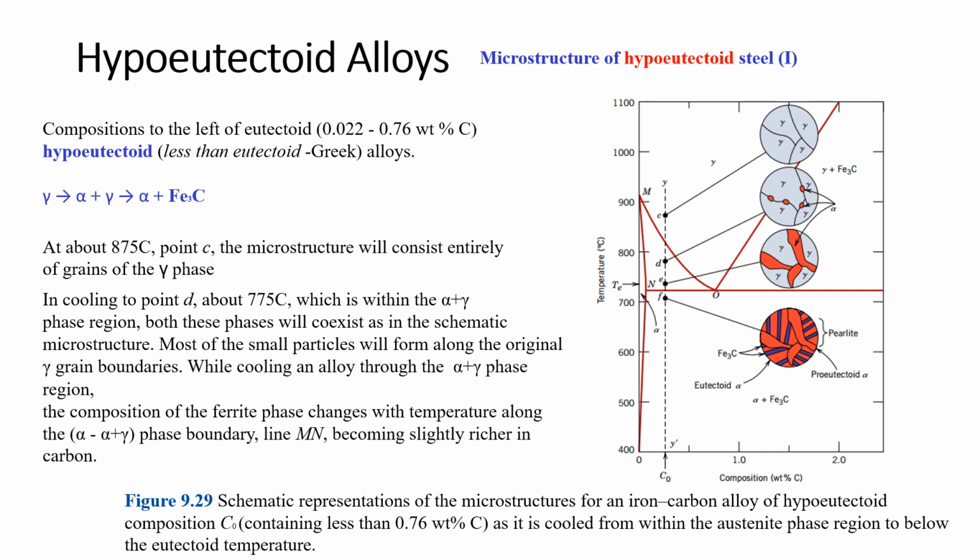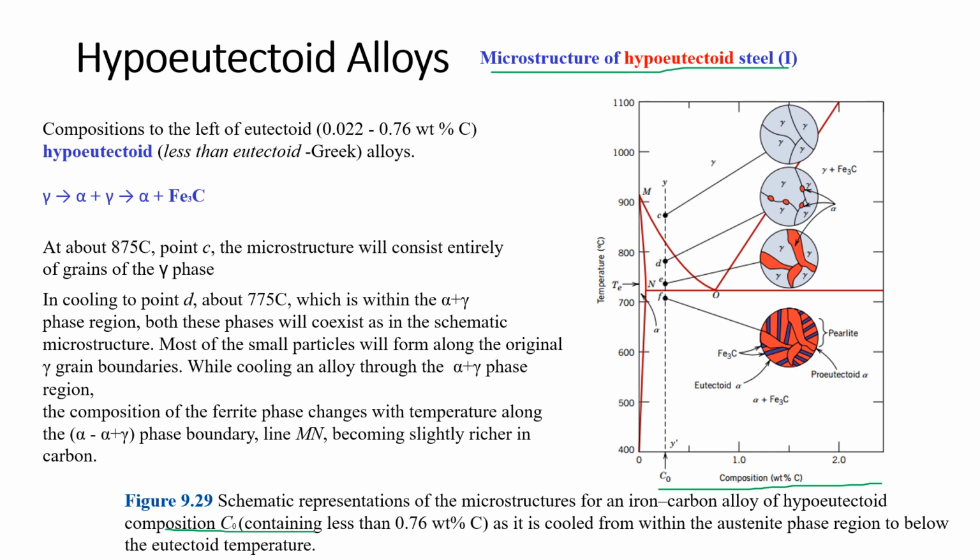Hypoeutectoid alloys. The microstructure of hypoeutectoid alloys. The attached figure has been taken from the book of engineering materials written by Callister.